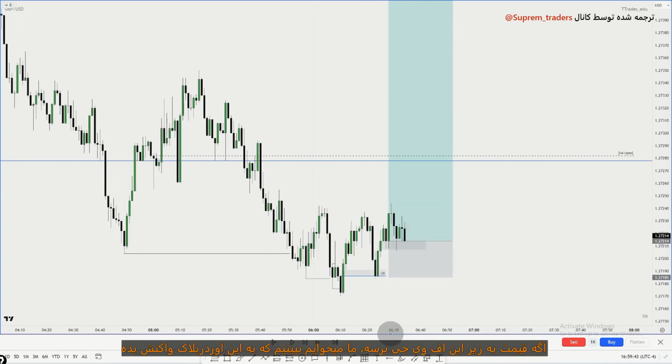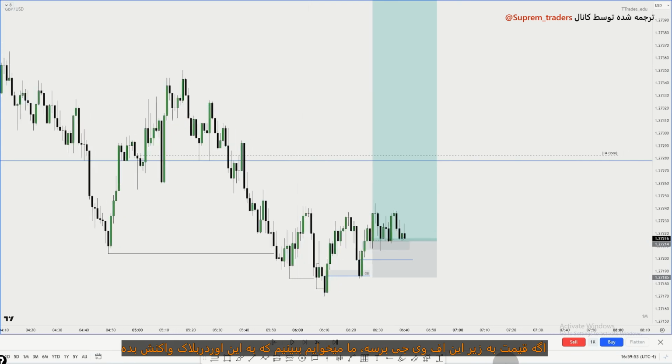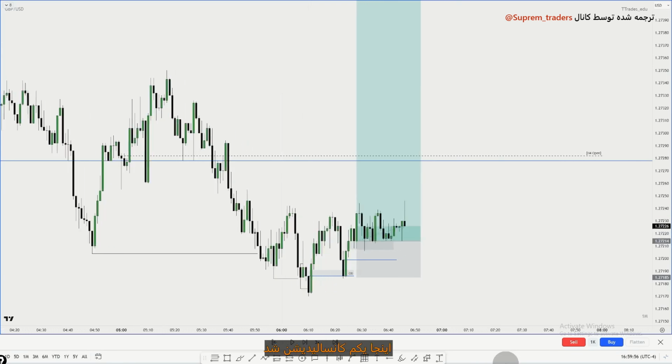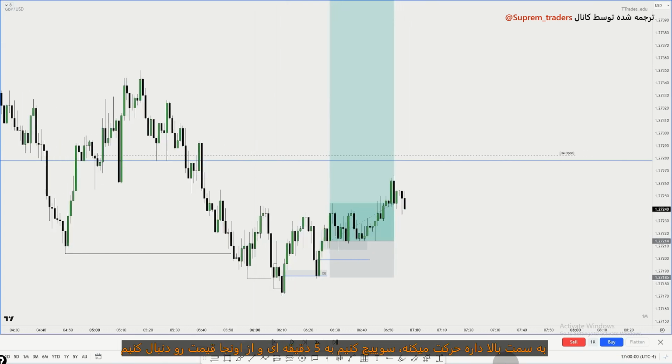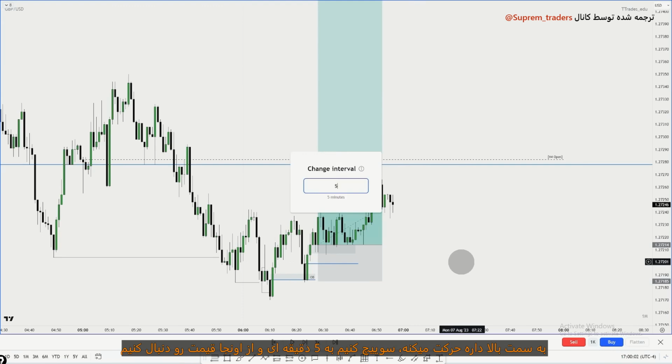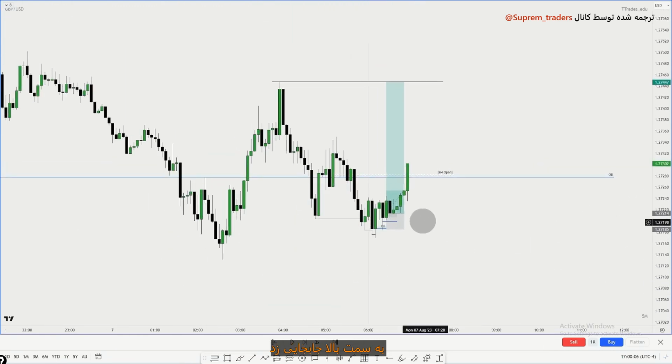Right? Ideally, if price reaches below this fair value gap here, we want to see this order block respect price. Here we get some consolidation, start to move higher, and let's go out to a 5-minute chart to watch this play out. Start to get displacement up.